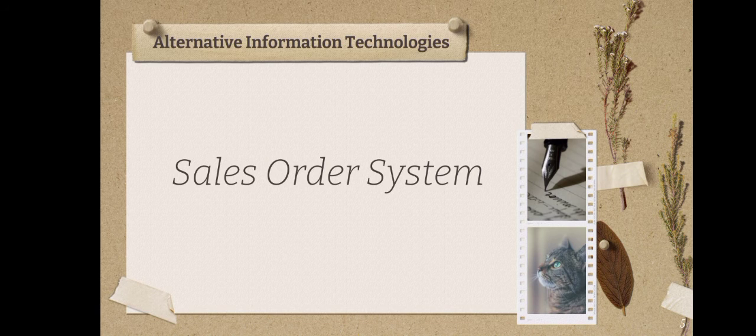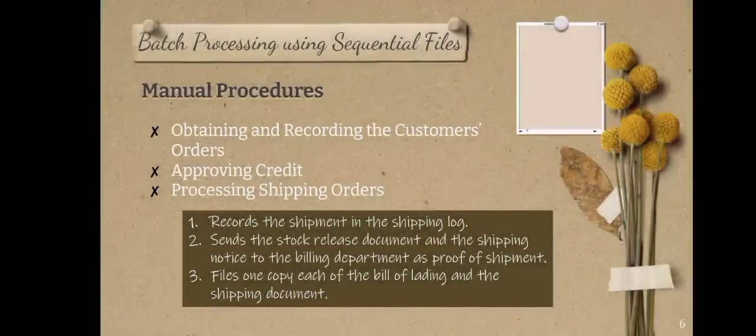The first of these is a sales order system that employs batch processing and uses sequential files for storing accounting records. This is an example of an early legacy type system. This approach characterizes the era of data ownership in which files were designed exclusively for the use of a single user. So batch processing using the sequential files.